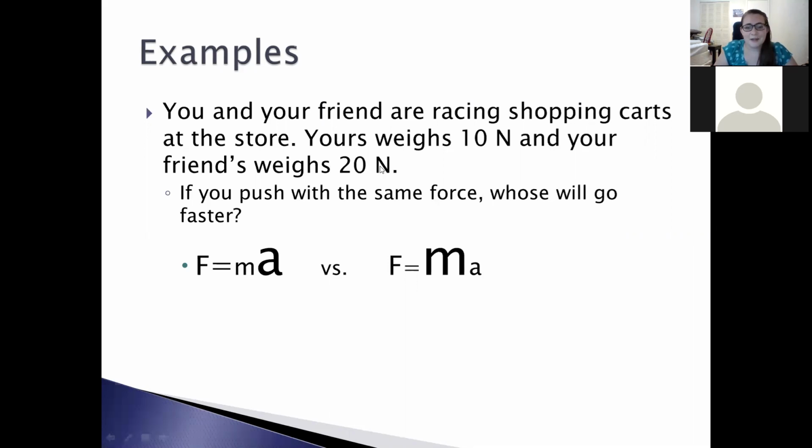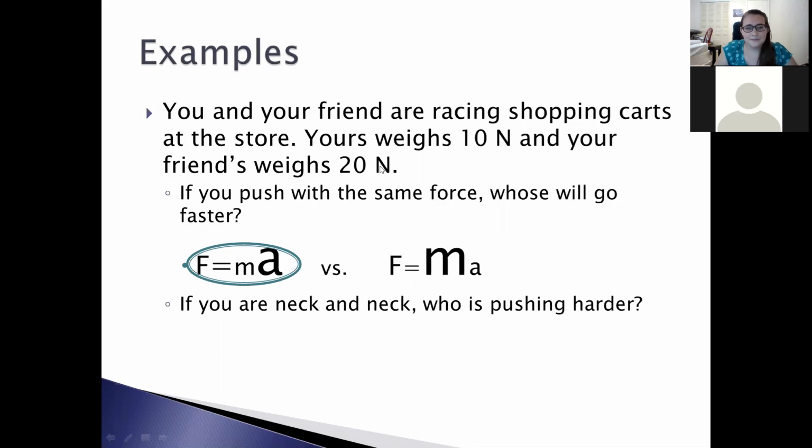Okay, follow-up question on that though. If you are neck and neck, who is pushing harder, you or your friend? Right, Colby, your friend is pushing harder.